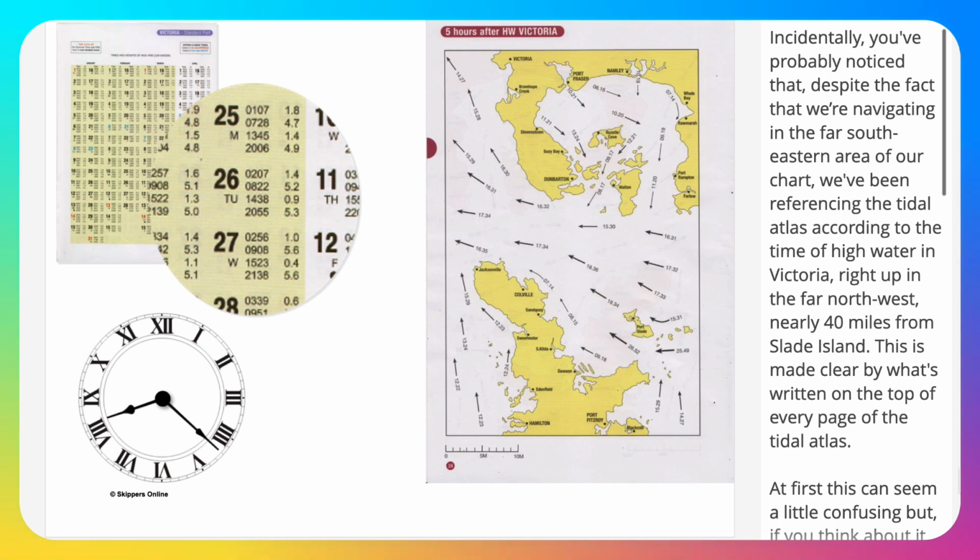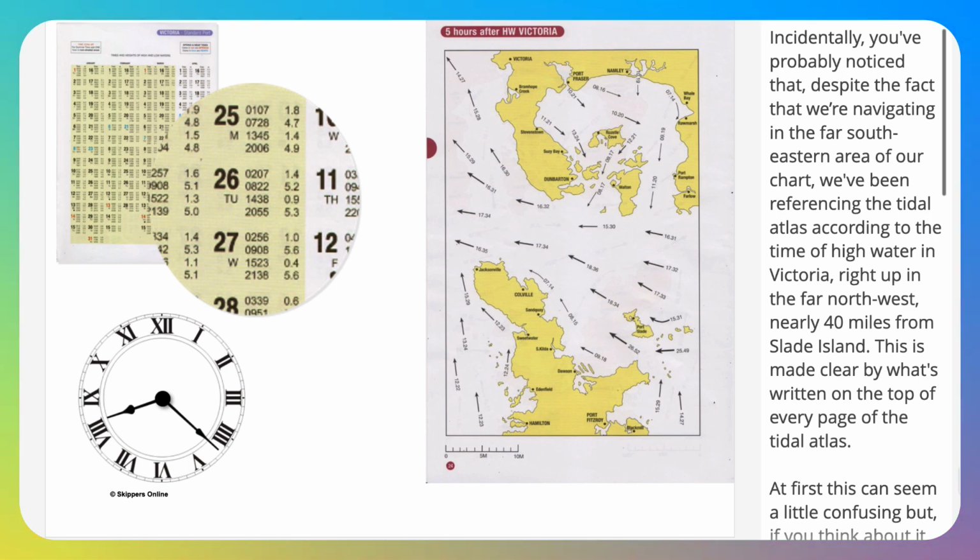At first, this can seem a little confusing, but if you think about it, the only way a tidal atlas can be constructed is to use a single reference port. Actually, it could be any standard port because, as you learned earlier in the course, they're the ones that have tide tables in the almanac, and, in terms of tidal streams, the time difference between the turn of the tide in, for example, Victoria and Port Fraser is a constant.